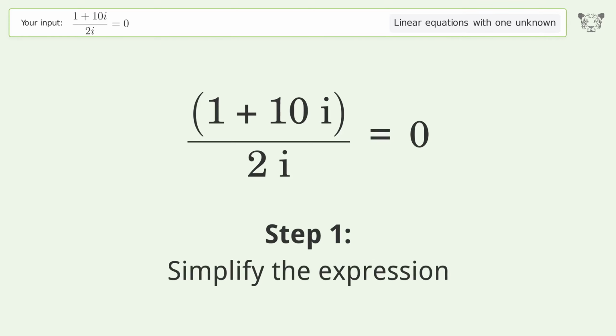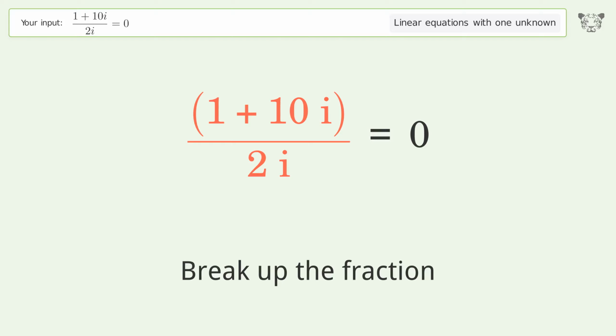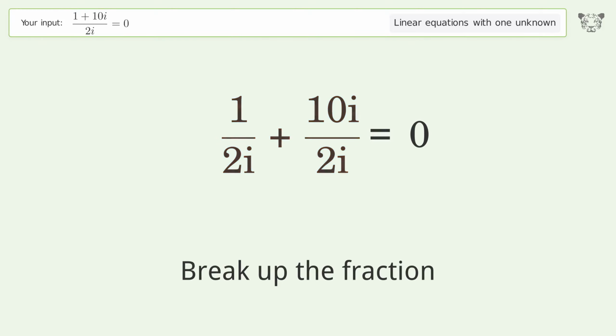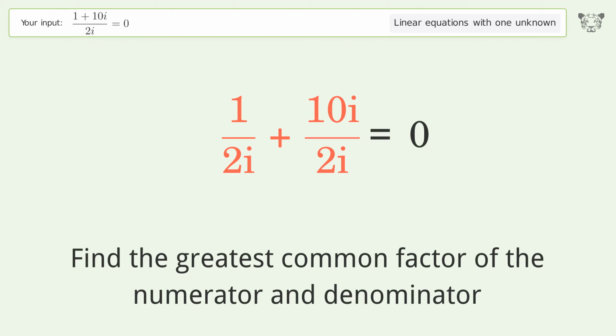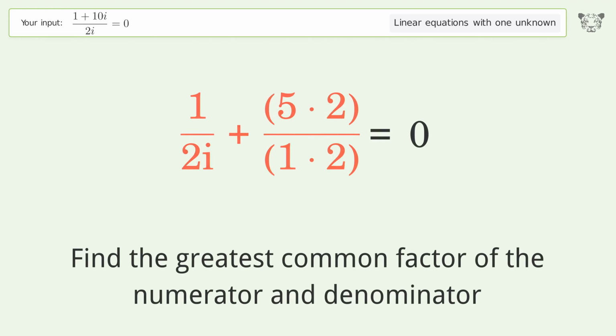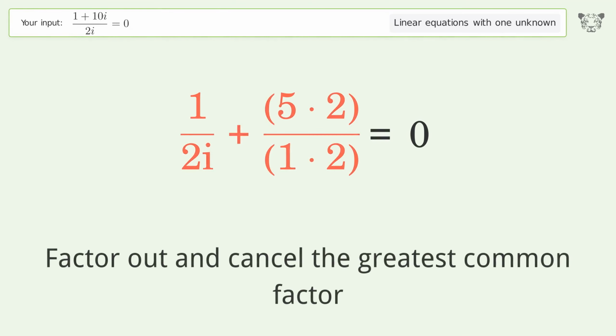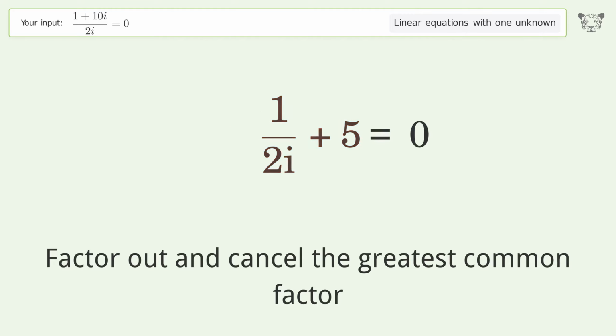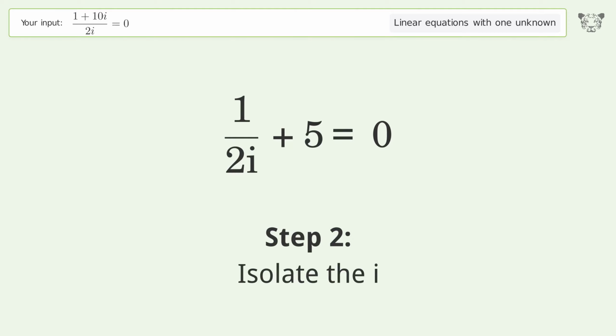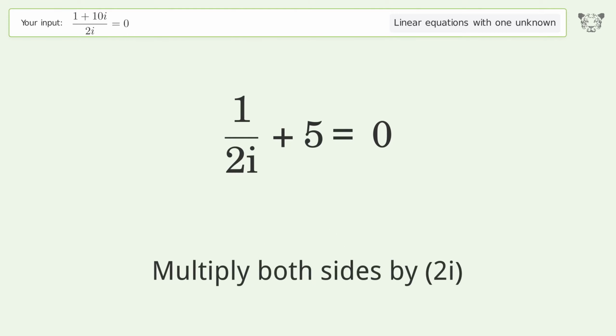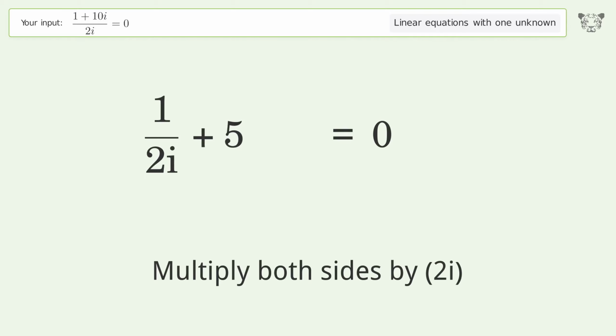Simplify the expression. Break up the fraction. Find the greatest common factor of the numerator and denominator. Factor out and cancel the greatest common factor. Isolate the I. Multiply both sides by 2i.